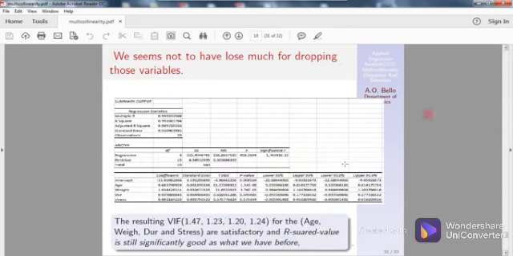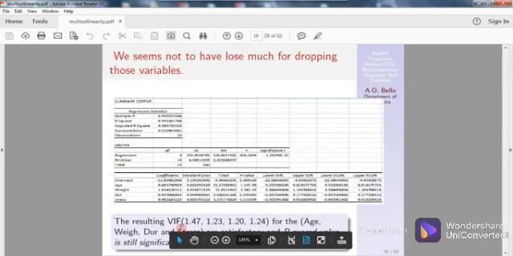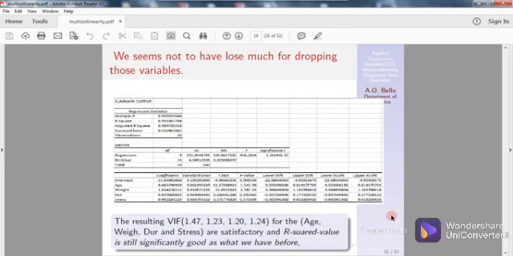Sorry, the resulting variance inflation factors, we are having 1.47, 1.23, 1.20 and 1.24. That means, after we have removed body surface area and also removed pulse, we have to check the variance inflation factor again. So it's now fine for age. All our variance inflation factors at this point are closer to 1, so we have nothing to worry about, and our R squared value is still very large, and our model in general is statistically significant as we had before.